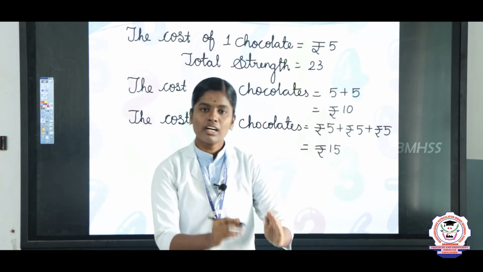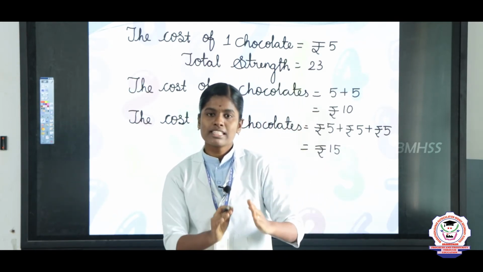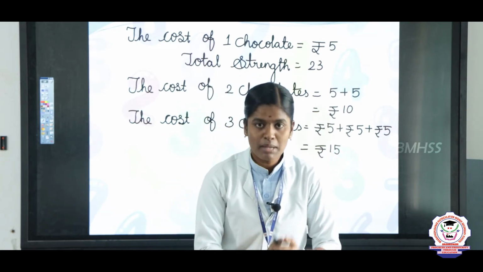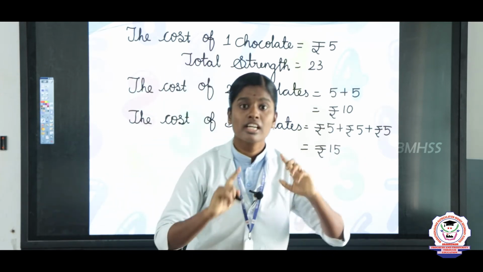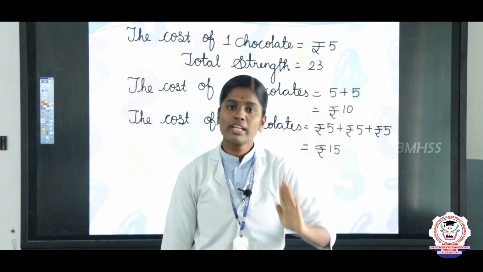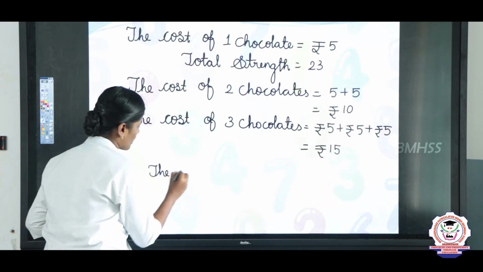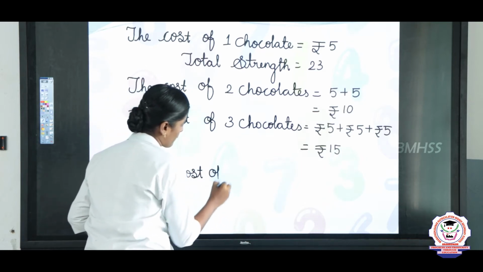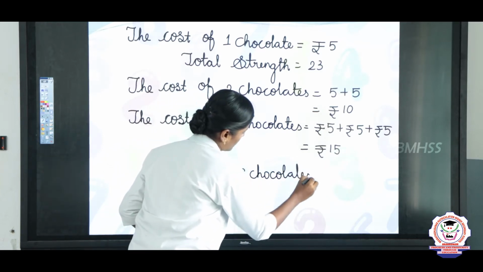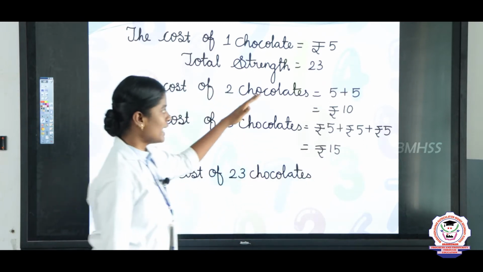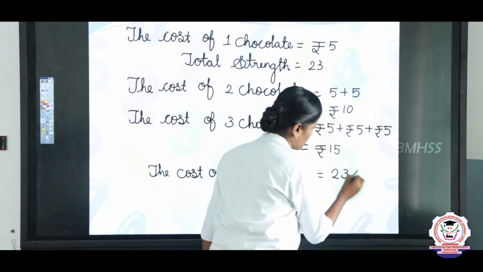So listen children, here we used only a smaller quantity. If it is a large quantity, what should we do there? This time addition is not practical, so you should use multiplication. Here the cost of 1 chocolate is 5 rupees. The total strength of the students is 23. So the cost of 23 chocolates equals 23 multiplied by 5.